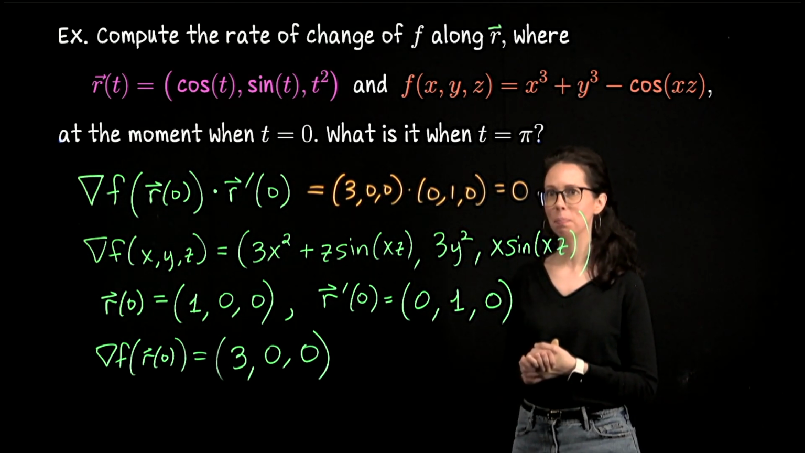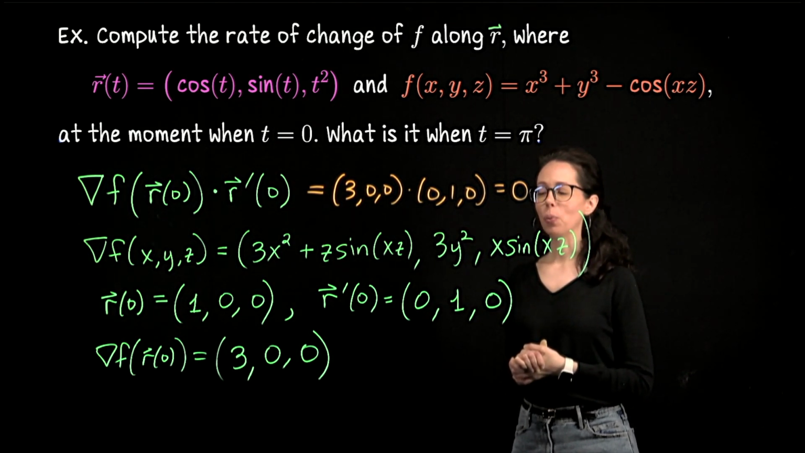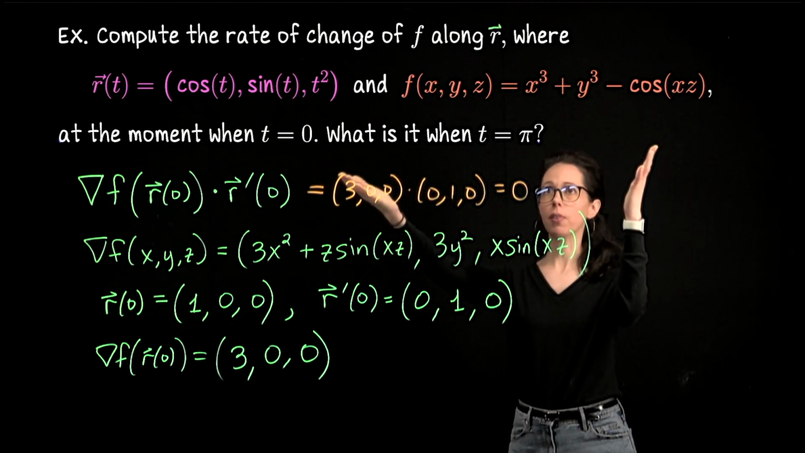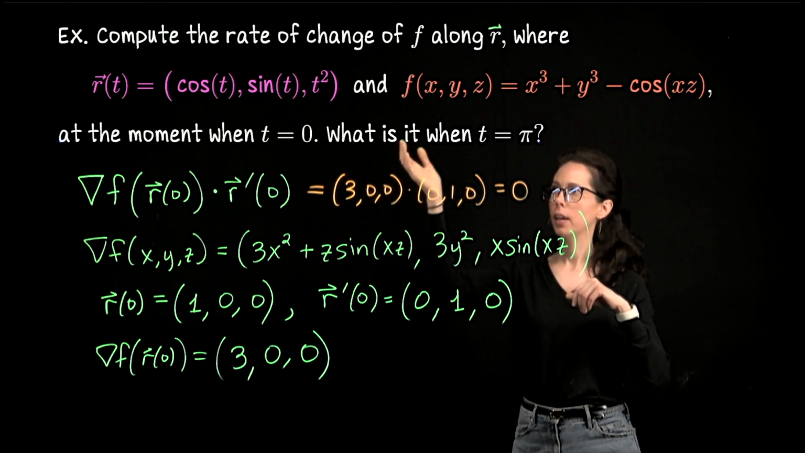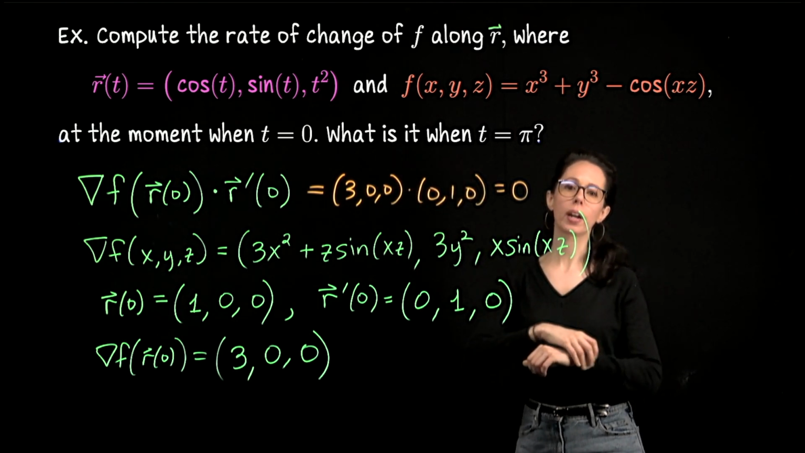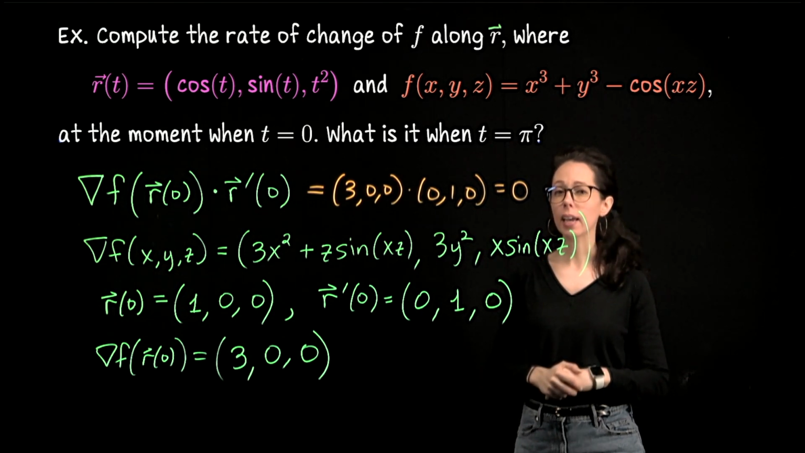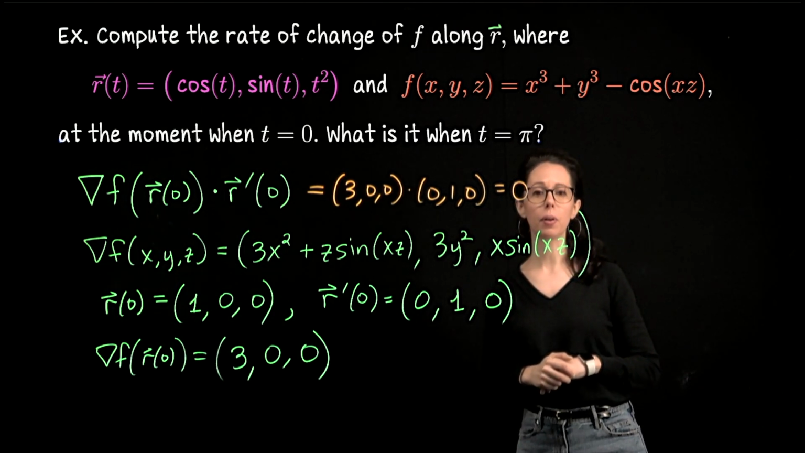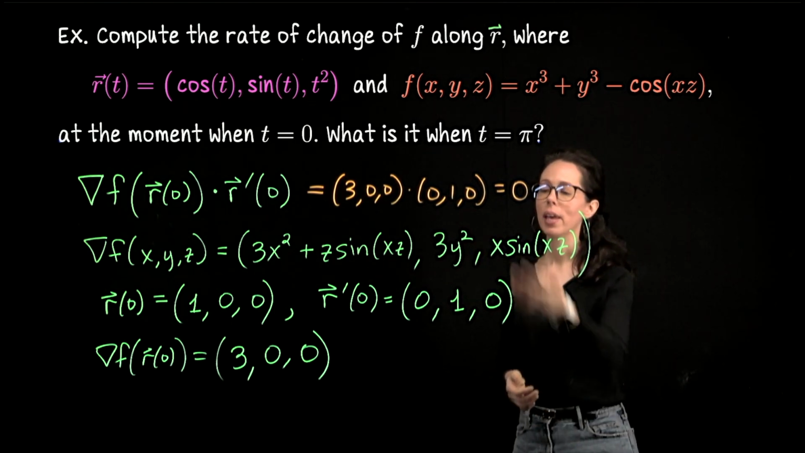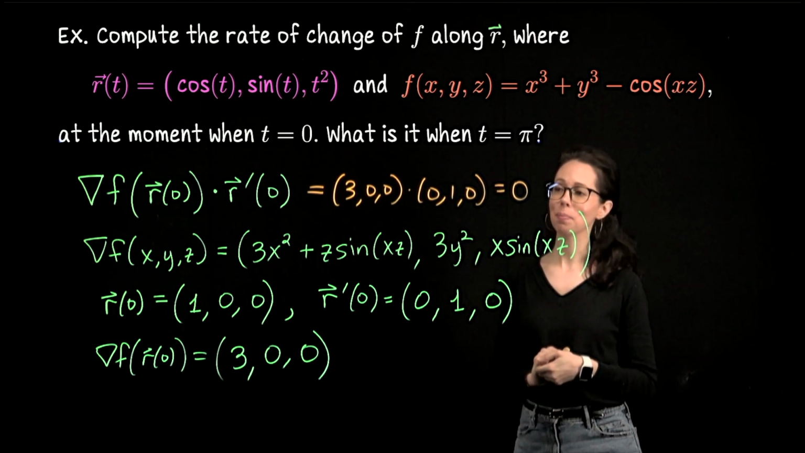r at this moment. If you wanted to avoid the chain rule in this problem, what you would need to do is compose the functions as they're given. So you would plug cosine of t in for x, sine of t in for y, and t squared in for z to get to a function of one variable. And then you would differentiate with respect to t, and then you would plug in 0. In my opinion, this process was more pleasant.